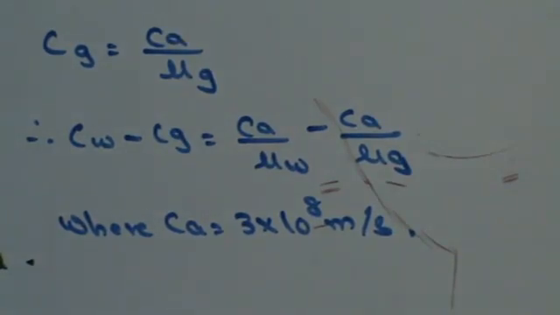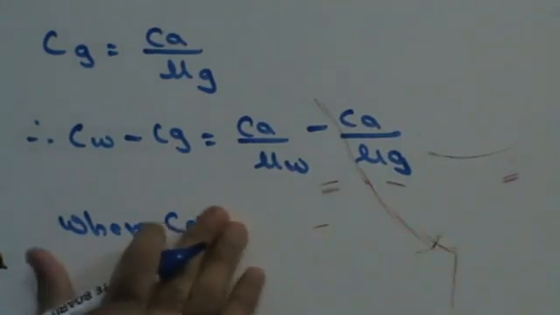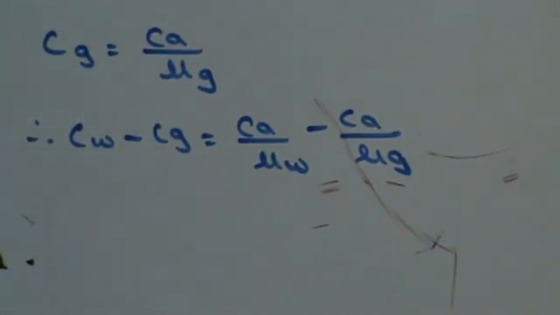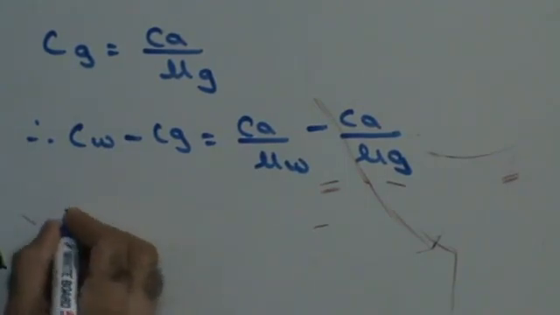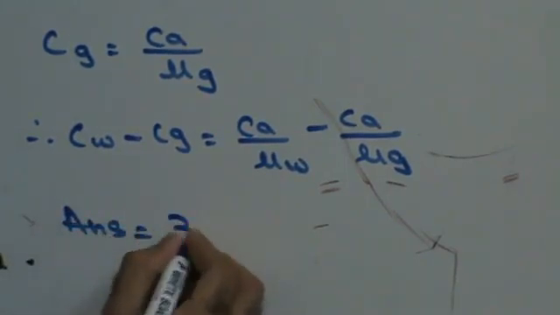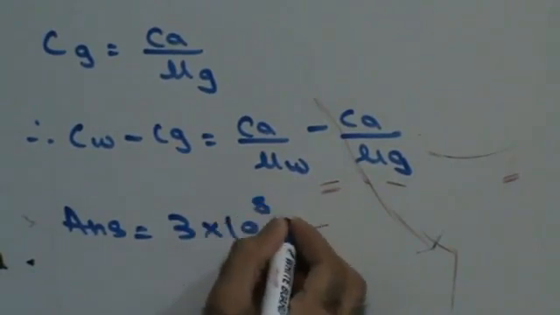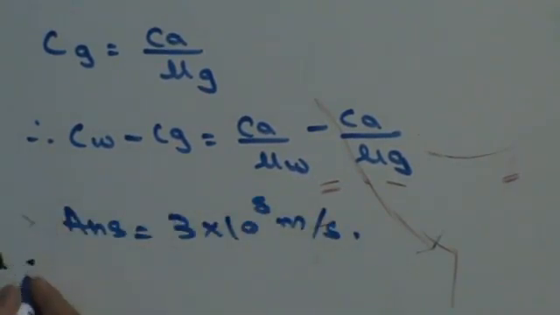You have to find out CA in this. Find the velocity of light in air. CA is unknown here, right? You should get this answer as 3 into 10 raised to 8 meters per second. Next, let's see the next one.